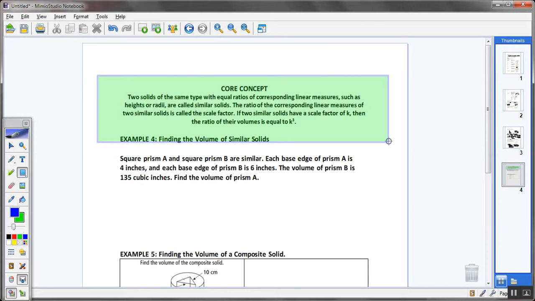2 solids of the same type with equal ratios of corresponding linear measures, such as heights or radii, are called similar solids. The ratio of the corresponding linear measures of the 2 similar solids is called the scale factor. If 2 similar solids have a scale factor of k, then the ratio of their volumes is equal to k cubed. It's this last sentence that's really important. If 2 similar solids have a scale factor of what? Then the ratio of their volumes is what? Let's talk about what this even means.